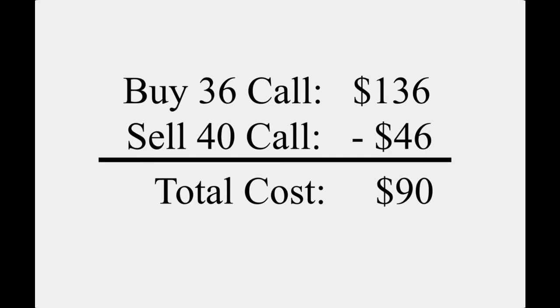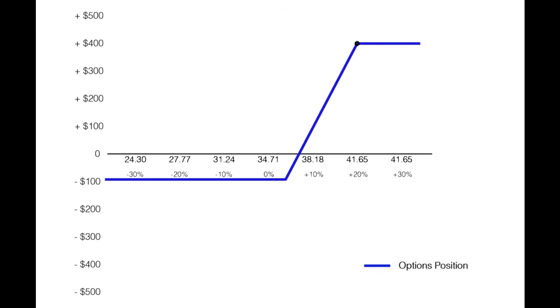The total possible value of this position if the stock moves above $40, or 15%, is $400. Now the graph here shows the performance of the option as the stock moves up and down. The horizontal line in the middle measures Uber's stock price, with negative movements on the left and positive movements on the right. The vertical axis on the left measures how much profit or loss the position makes in correlation to the stock moving up or down.